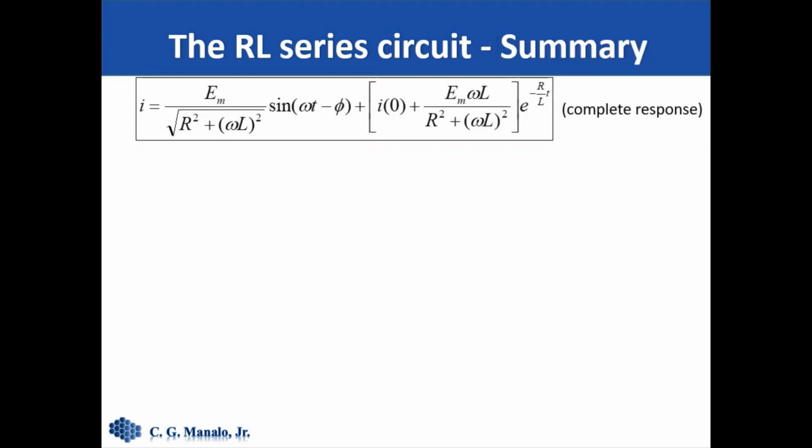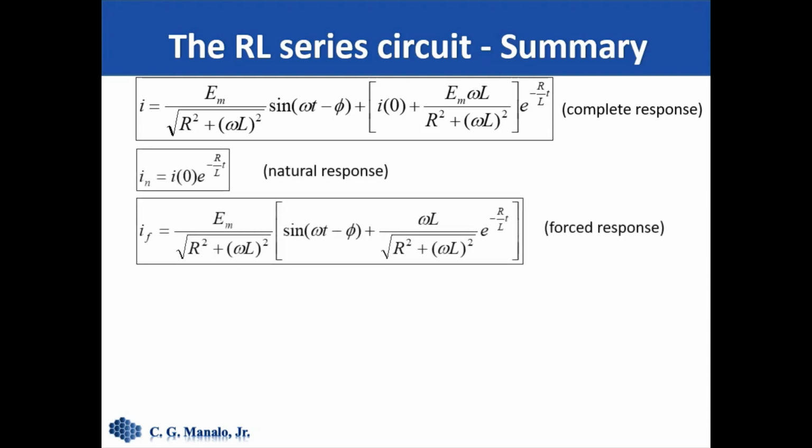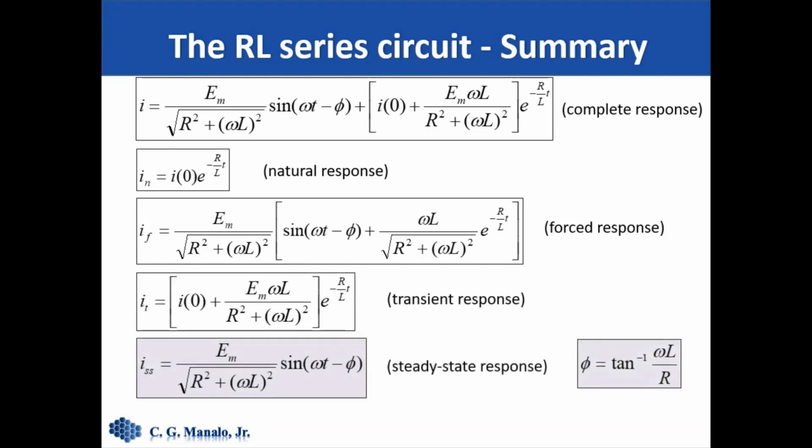So this is our complete response of the RL circuit. One way to look at this complete response is that it is comprised of two responses: the natural response and the forced response. Another way of looking at it is that it is comprised of a transient response and a steady state response, where the transient response disappears over time and the steady state response remains regardless of time.